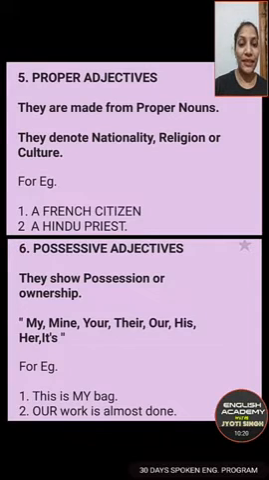Our work is almost done. Here this line is saying that our work is 99% done. It is almost done. So again, it's telling you that our work, it's not your work or someone else's work, it's our work which is almost done, right?